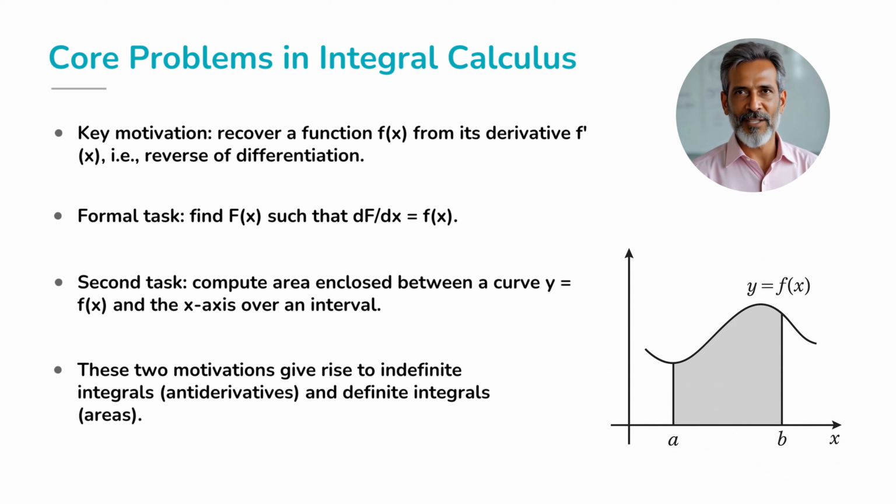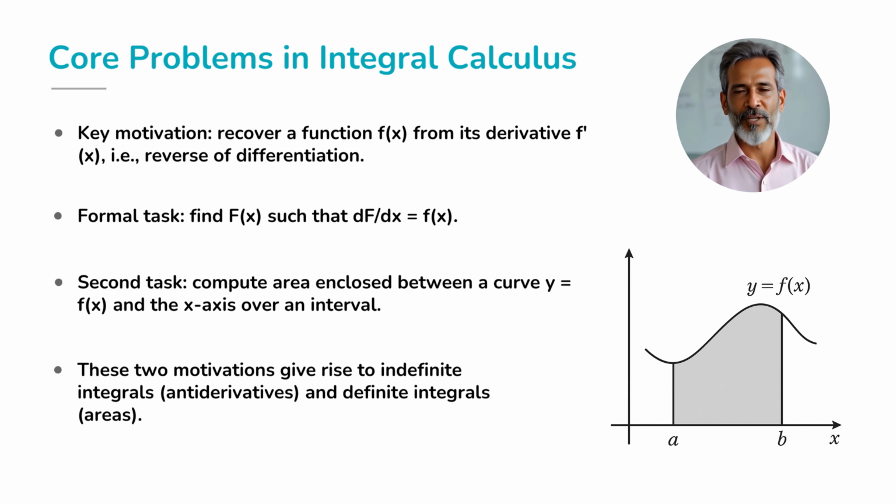Now let's ask the first big question. If we are given the derivative of a function, say f dash of x, can we reverse the process and find the original function f of x? Mathematically, this means finding a function f of x such that df by dx equals f of x. These are what we call antiderivatives.